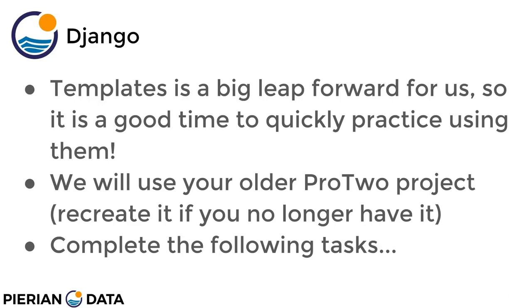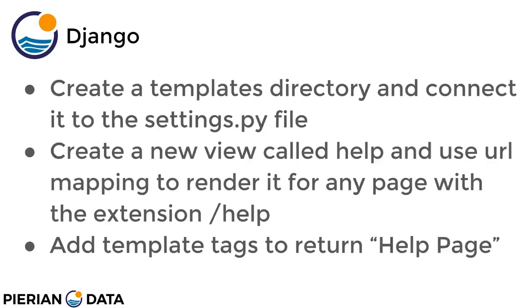Once you have that set up, you want to go ahead and complete the following tasks. Create a templates directory and connect it to the settings.py file of that new second project. Then, create a new view called help and use the URL mapping to render it for any page with the extension /help. So again, you're going to go to your second project folder, create that second new application, create a new view, so a function within that views.py file, and use the URL mapping that we've learned to actually create a rendering for any page with the extension /help.